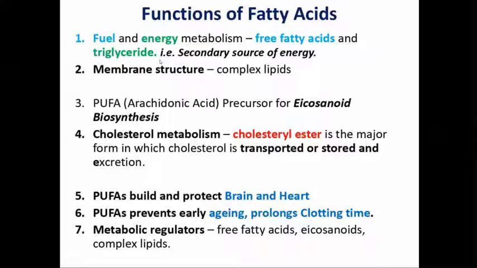These are some of the functions of fatty acids. They can be used as a secondary source of energy. They are part of membrane structures. From fatty acids, eicosanoids can be synthesized. Eicosanoids like thromboxane, prostacyclins, and leukotrienes belong to eicosanoids. And these eicosanoids are synthesized from a fatty acid called arachidonic acid.